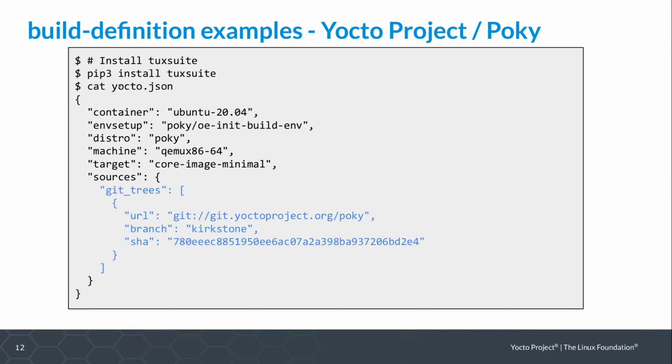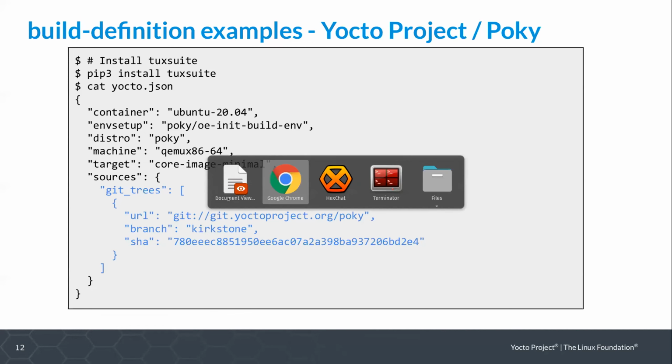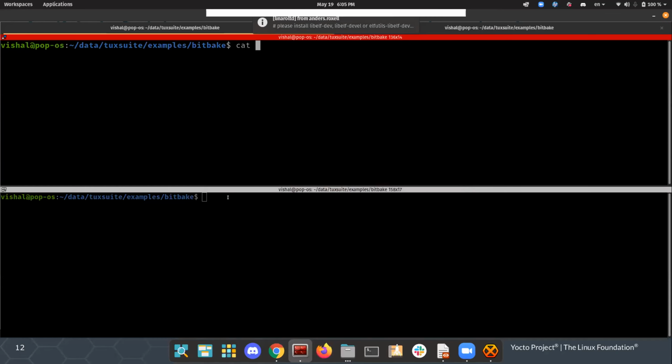So once you have TuxSuite installed, this is the format of a build definition. Here we are doing a build of the Poky Kirkstone branch and a specific commit ID as well. We're using the Git trees as the source to describe the layer that has to be fetched, and we do the build. So we have the container field, the script that has to be sourced, env setup, distro, machine, and targets that have to be passed to BitBake to do the build. Let me just go ahead and submit this build.